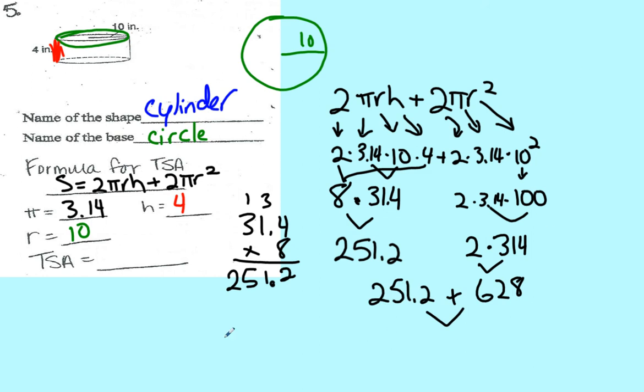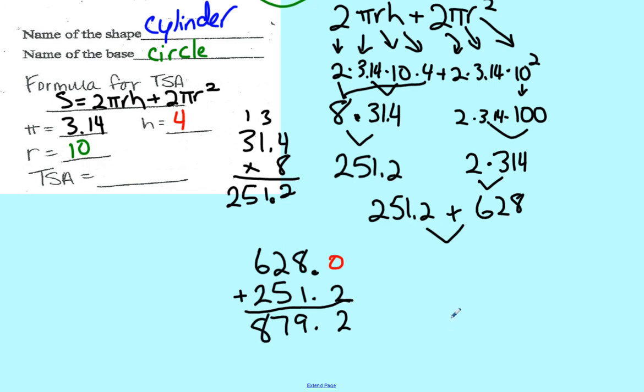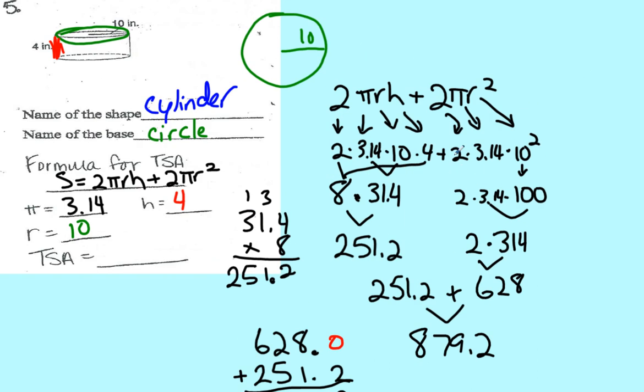We add these together. Remember, when one number has a decimal point and the other doesn't, they have to line up. So we can put in a 0 here if we want to. 2, 978. And there we go. So our total surface area here, 879.2, what's that, inches squared.